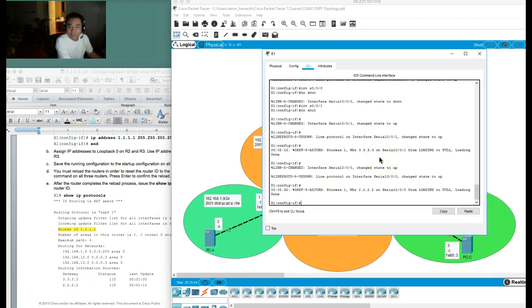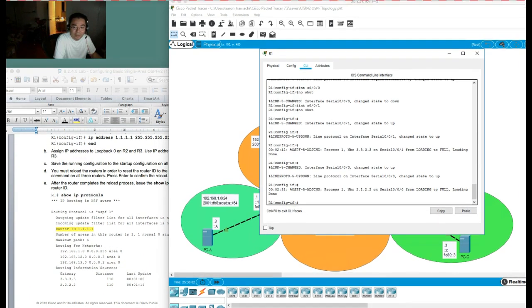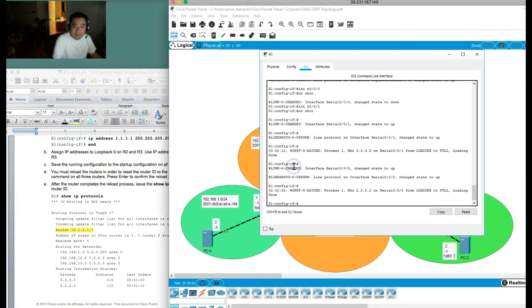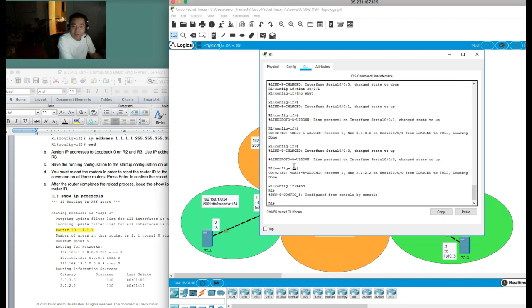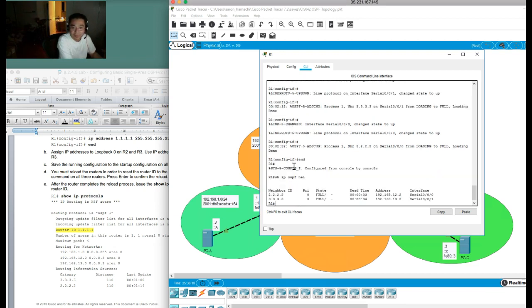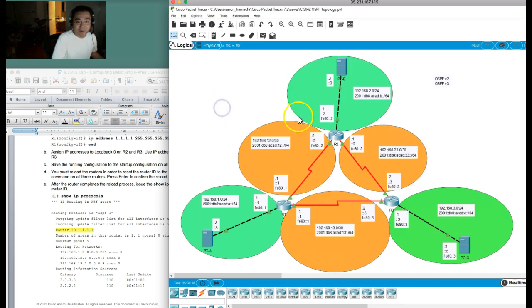Welcome back, and let's take a look at where we are here. Let's take a look at OSPF neighbors, show IP OSPF neighbors. And yes, after the reload, it will take the highest loopback IP and make that the router ID.